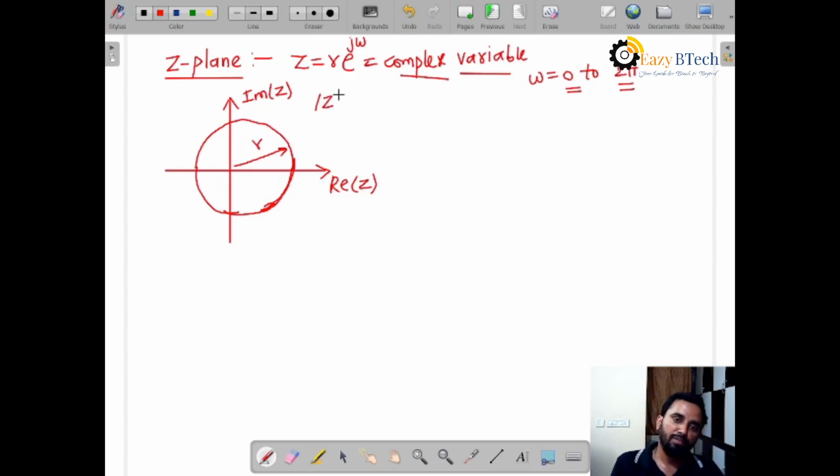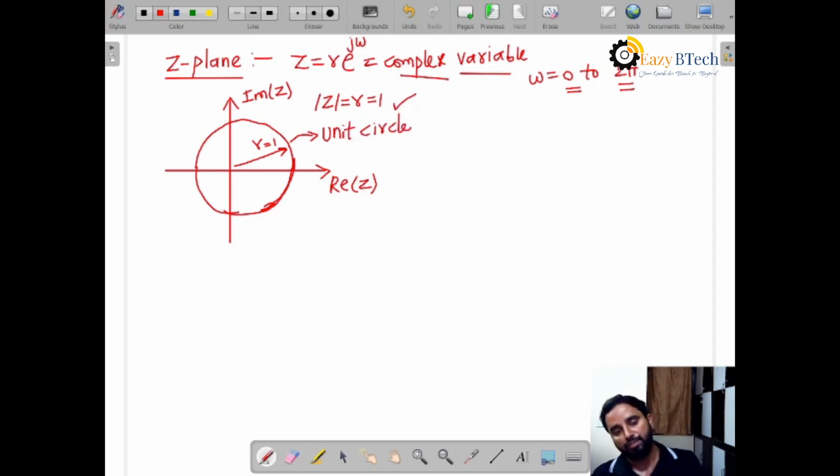Now if the magnitude of Z is R equal to 1, then this R is 1, and we get a circle in the Z plane. This circle is called the unit circle because the magnitude of Z is 1, that means r is equal to 1. So in the Z plane we have the unit circle if the magnitude of Z is equal to 1. This is the Z plane.